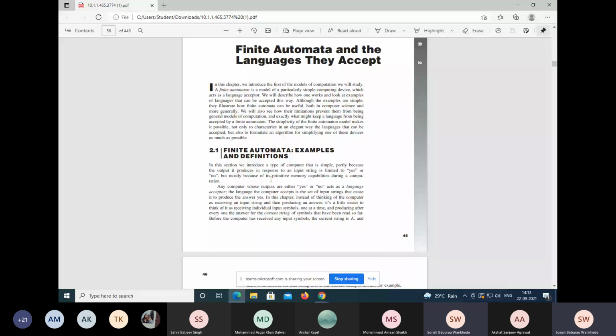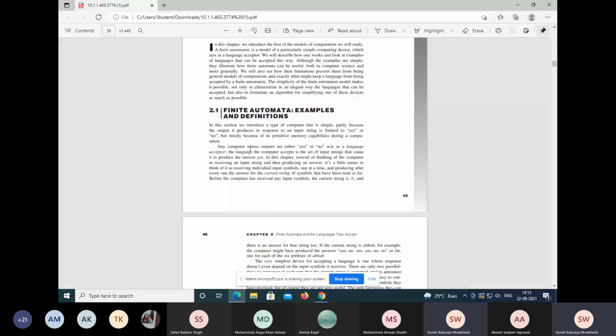Now consider any computer whose outputs are either yes or no. What you have to relate here is that you consider a computer, and you have a finite automata, right? So it should provide the outputs as yes or no. And according to the definition, any computer whose outputs are either yes or no acts as a language acceptor. That becomes your language acceptor.